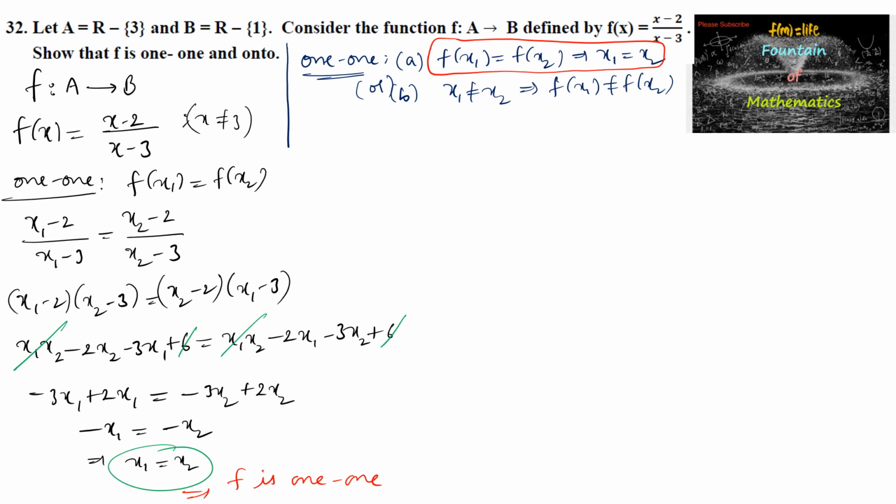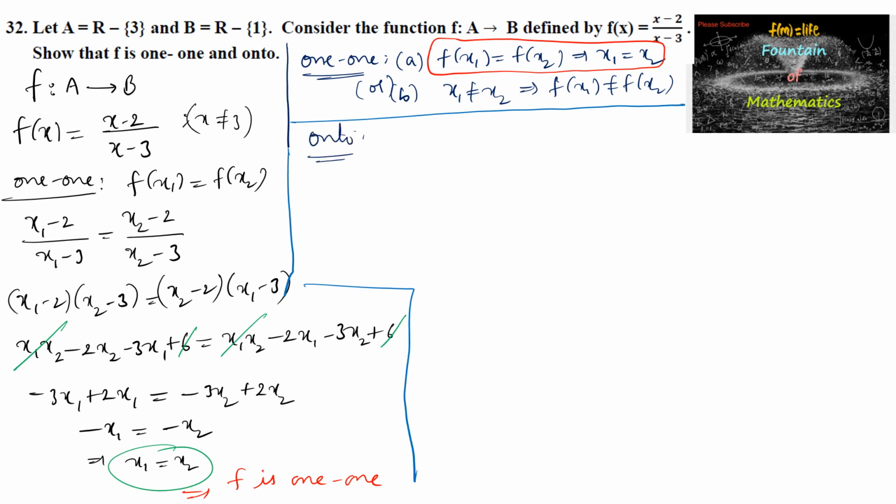And now coming to the next, onto. The definition of onto says, if the codomain of the function, that is B, is equal to the range of the function, that is y or f of x. If we can prove that the range of the function is the codomain, that is R minus 1, we can say that the given function is onto.